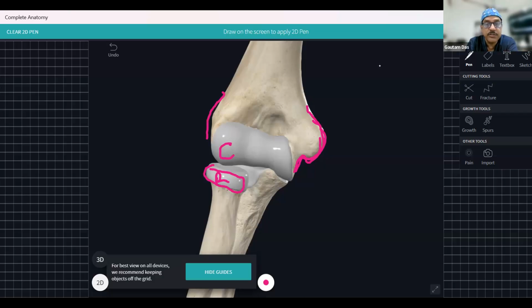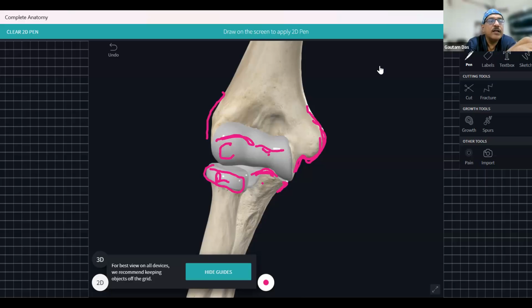The radiocapitellar joint is basically rounded. And then there is a depression, and that depression is known as the trochlea. That is articulating with the coronoid process. So this joint is your ulnohumeral joint, between the ulna and the humerus. This is the radiocapitellar and ulnohumeral joint. And there is a process known as the coronoid process. And there is another process on this side, that is the sublime tubercle.